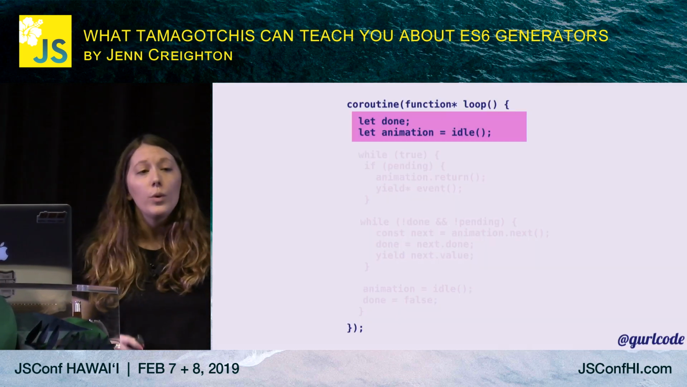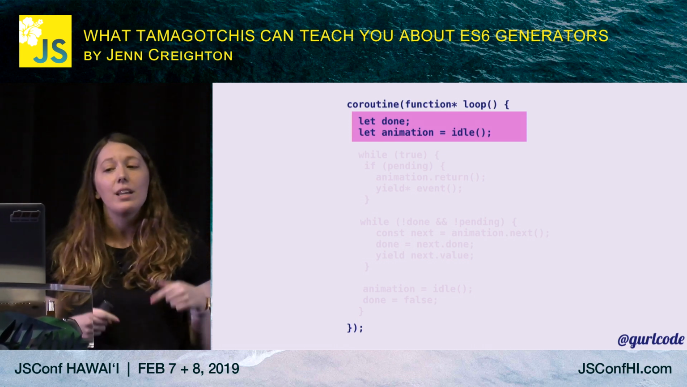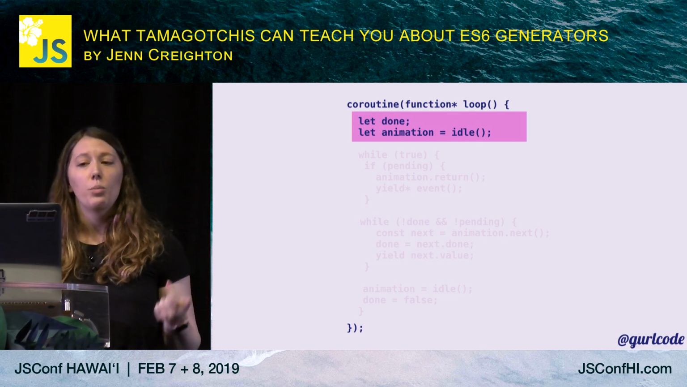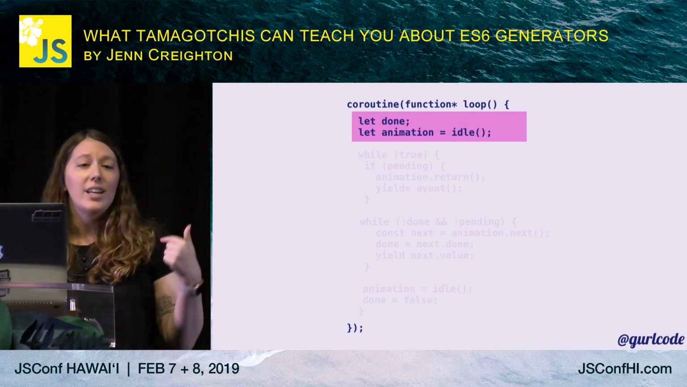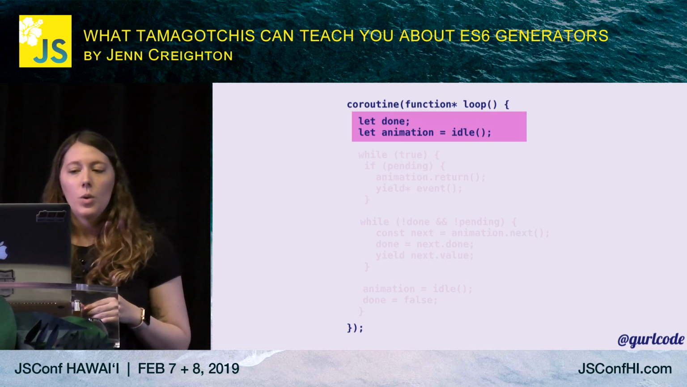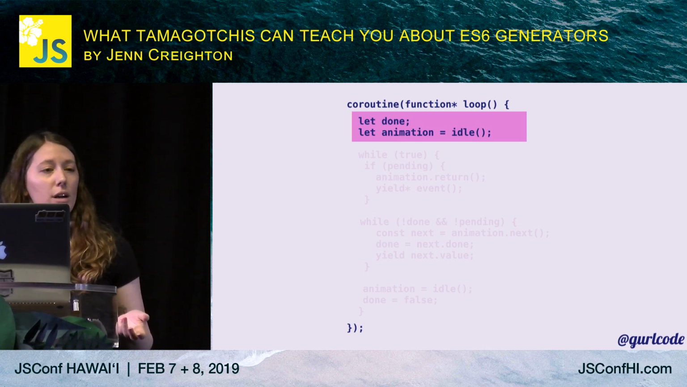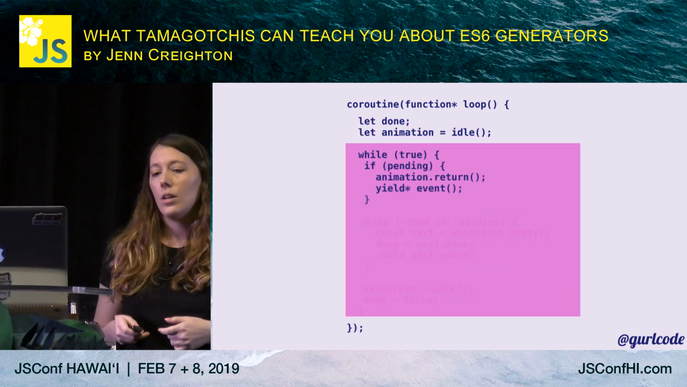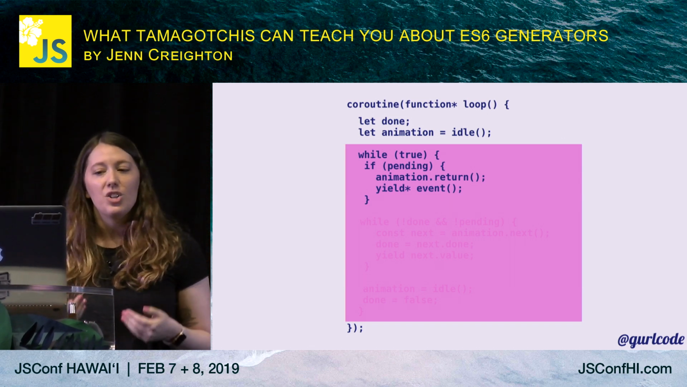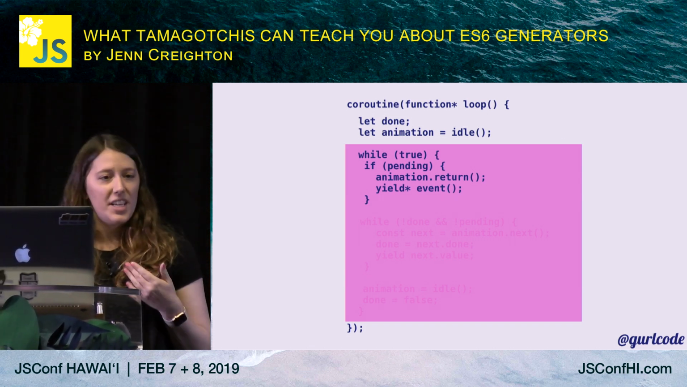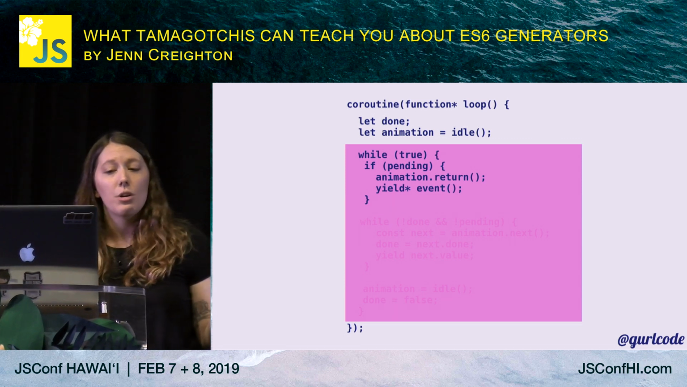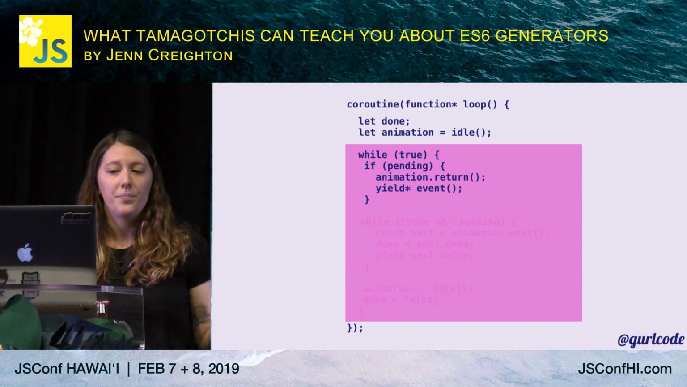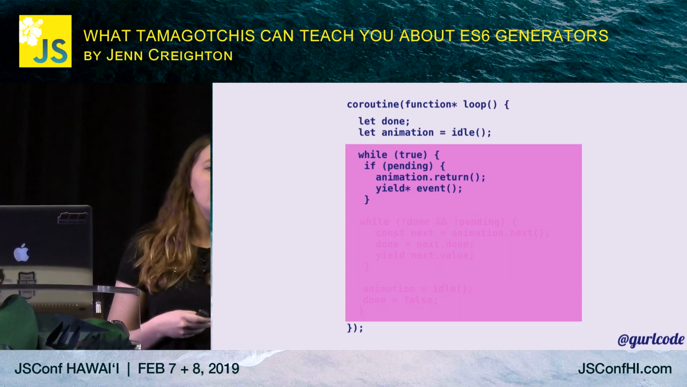Okay, and now we can rewrite also the main game loop and take advantage of canceling the generator. So our loop generator function will be run by a coroutine, so we can rely on it to handle any values yielded to it. We'll create a variable to save the status of the generator, done or not, and we'll preset the animation to idle. We'll use a while loop to create a never-ending generator. So this way, the game loop is going to continue forever. If we have a pending user event, we'll cancel the current animation and delegate to the event using yield star. And whatever the event yields will be passed to the coroutine.